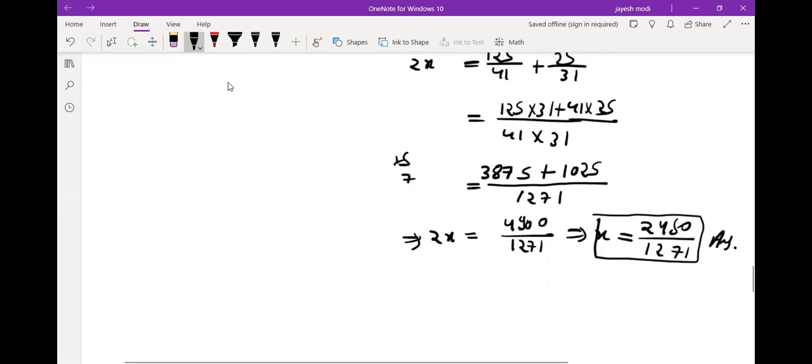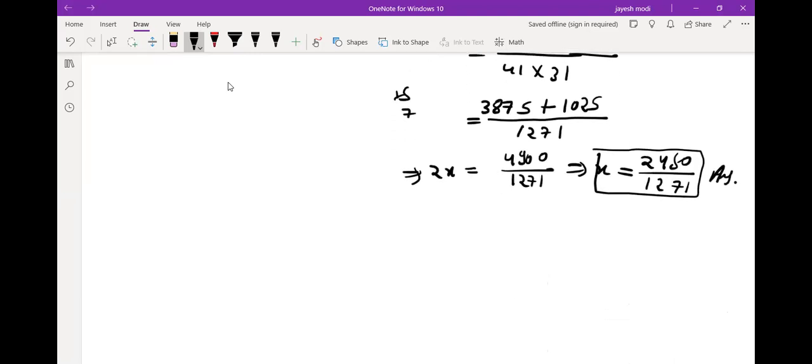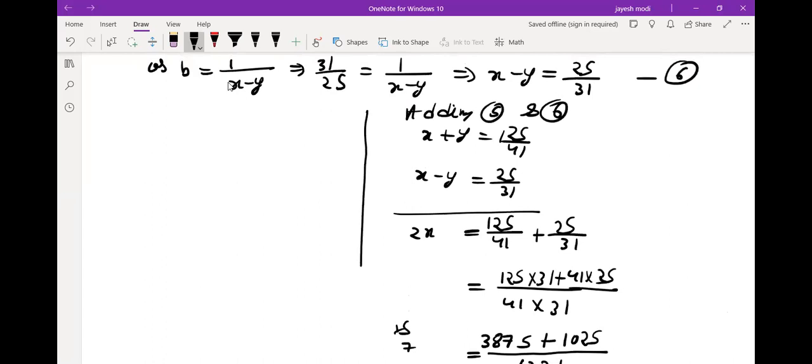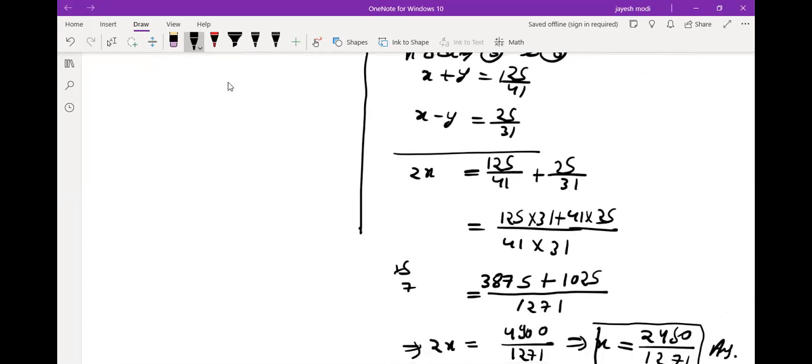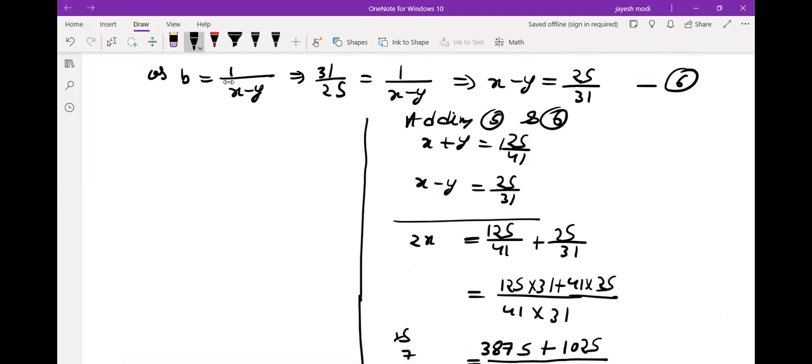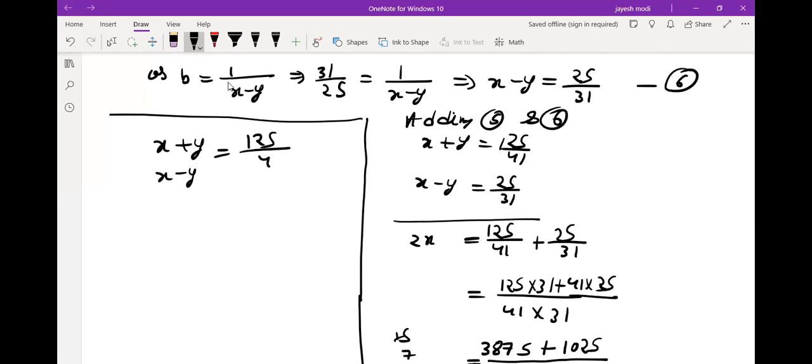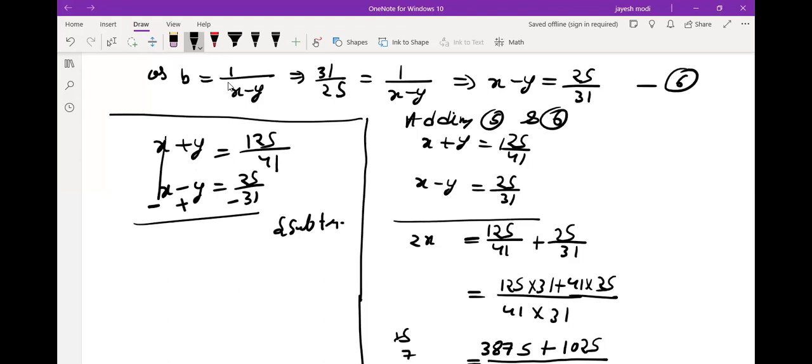Or one more thing you can do, subtract equation 6 from 5. It can also give it directly. One time we have added and once we can subtract. Subtracting, x is cancelled, right?